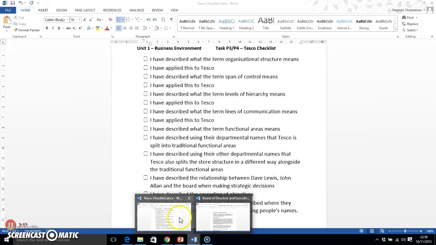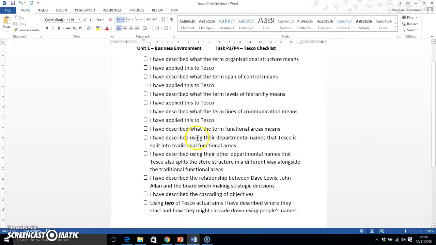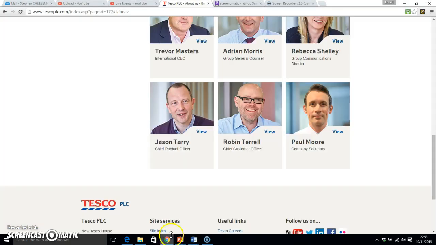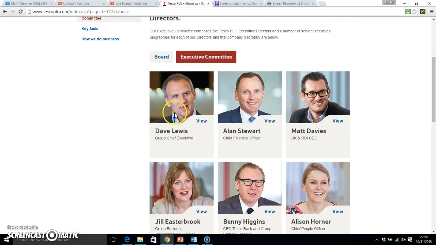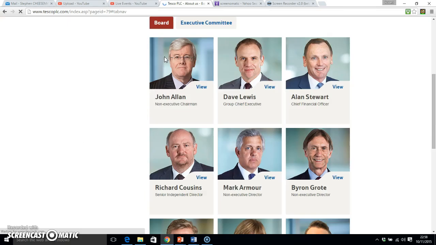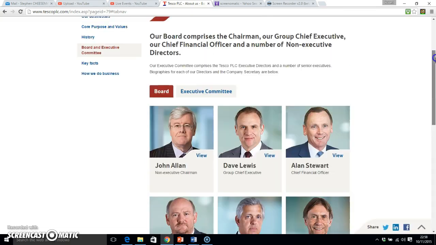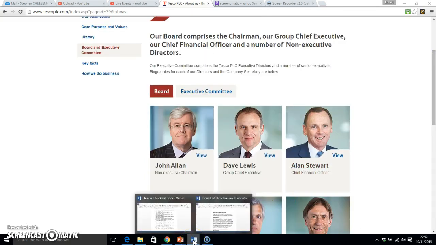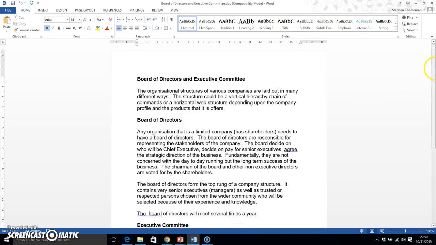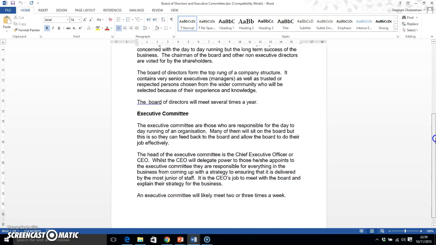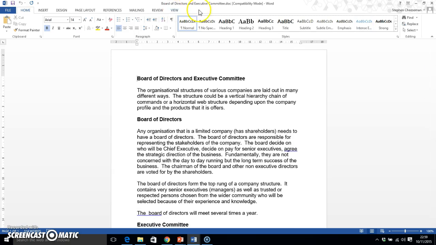So once you've explained that, then you have looked at all the stuff about functional areas, and then you've got to describe the relationship between Dave Lewis, John Allen and the board. So Dave Lewis is the CEO, Chief Executive Officer here. He reports to the board, okay, which is run by John Allen, but he's also on the board. If you want to know what the relationship is between the board and Chief Executive, if you read this, that should really give you a good idea. And this is Board of Directors and Executive Committee, again in the shared area.